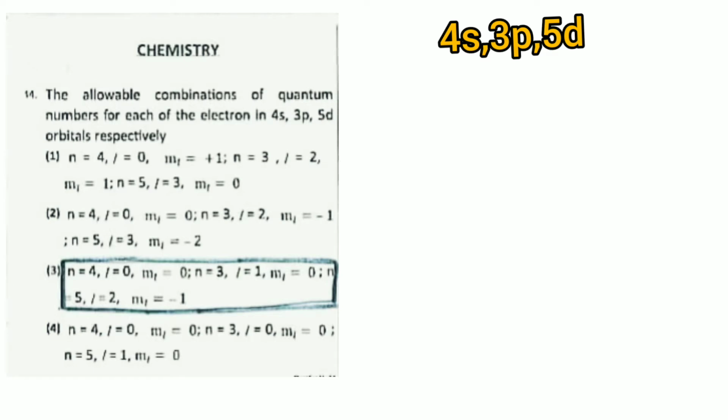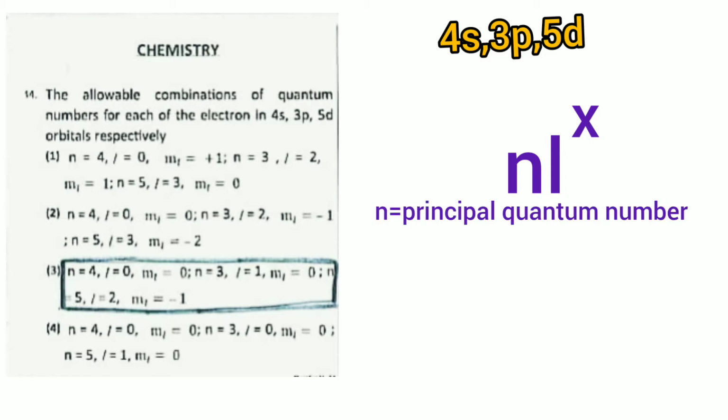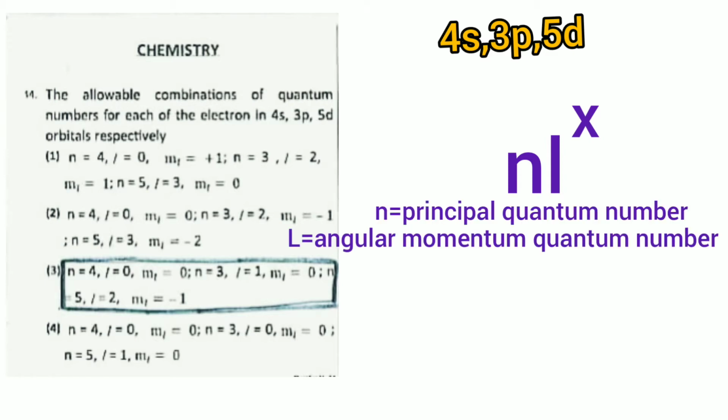First question, the allowable combinations of quantum numbers for each of the electron in 4s, 3p, 5d orbitals respectively. We know that atom consists of orbits and suborbits. Orbits, suborbits and electrons in an atom can be represented by the method nlx. Here n shows the principal quantum number, that means orbit name, and l shows the angular momentum quantum number, that means it shows the suborbit name, and x shows the number of electrons.